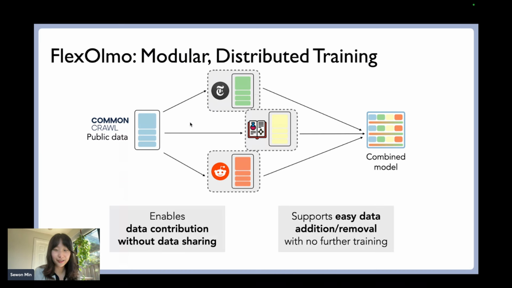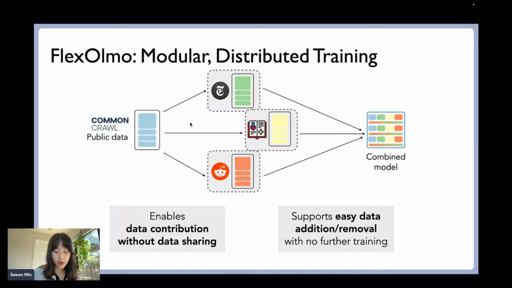And this is very useful because data opt-out can happen very frequently. And previously, there was no way to do this in a guaranteed manner. I think another thing that is equally important is data addition. Naturally, we will have an increasing amount of data.